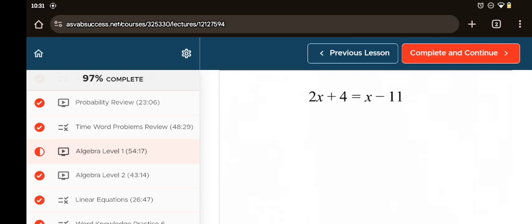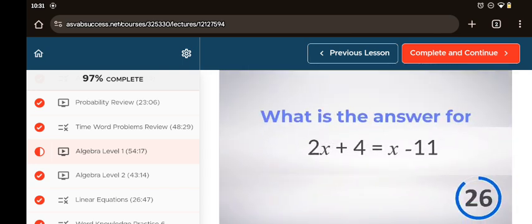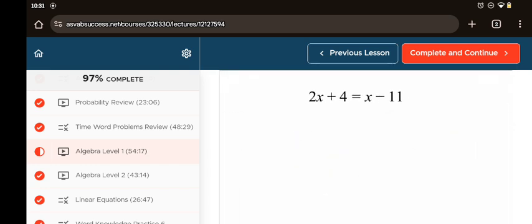Okay? So, now that I've done that, I want you to give this one a try. It's a little more complicated, but remember, the goal is to move things around so the x is by itself on one side of the equal sign. Go ahead. Okay, I hope you got it.